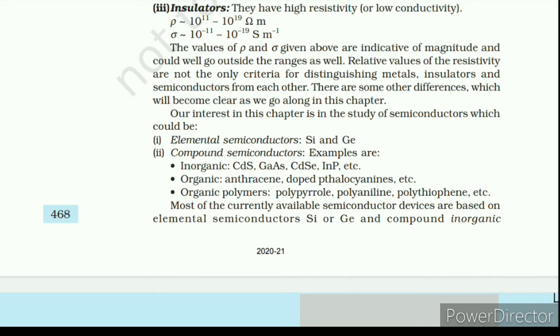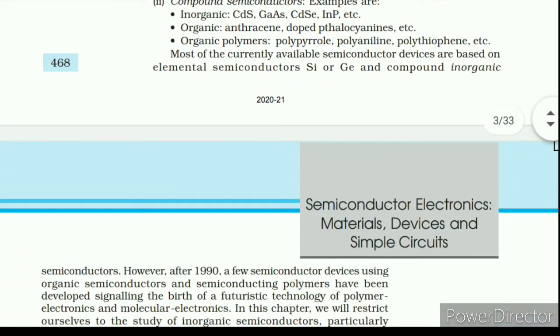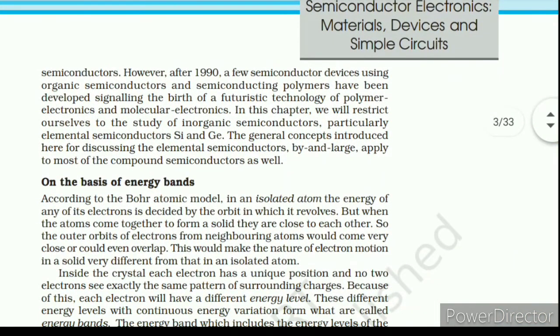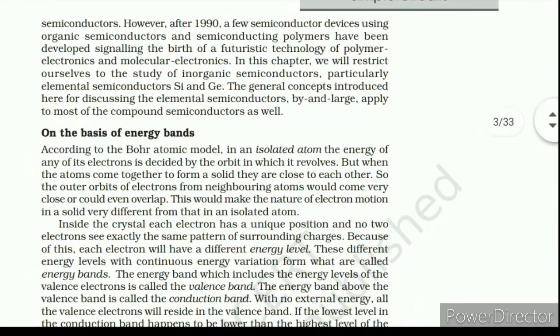In this chapter, we will restrict ourselves to the study of inorganic semiconductors, particularly elemental semiconductors of silicon and germanium. The general concepts introduced here for discussing elemental semiconductors by and large apply to most of the compound semiconductors as well.